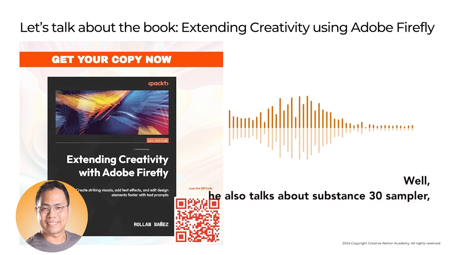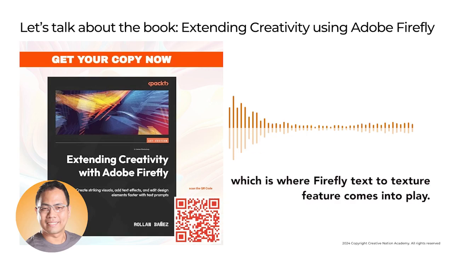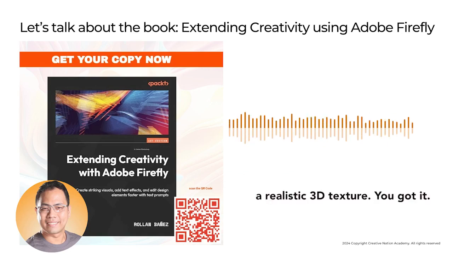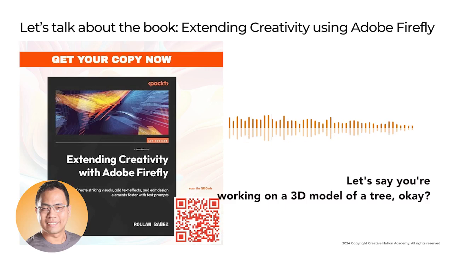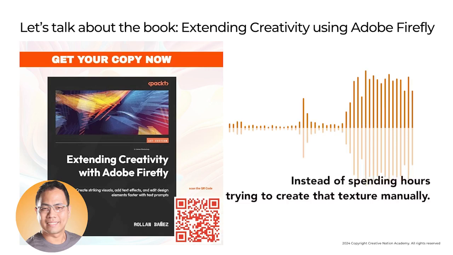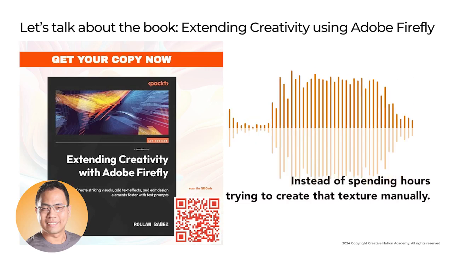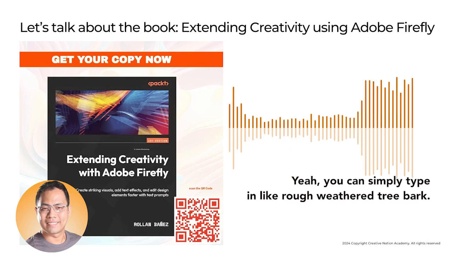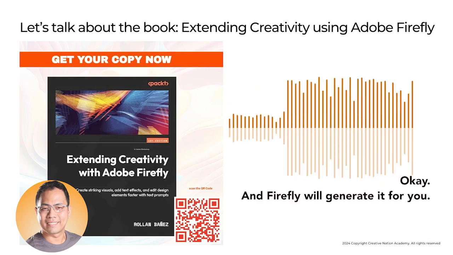Well, he also talks about Substance 3D Sampler, which is where Firefly's text-to-texture feature comes into play. As in, I can type in a description and Firefly will generate a realistic 3D texture. You got it. Let's say you're working on a 3D model of a tree, and you need a realistic bark texture. Instead of spending hours trying to create that texture manually, you can simply type in rough, weathered tree bark, and Firefly will generate it for you.